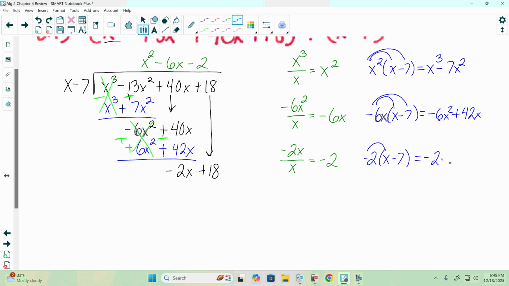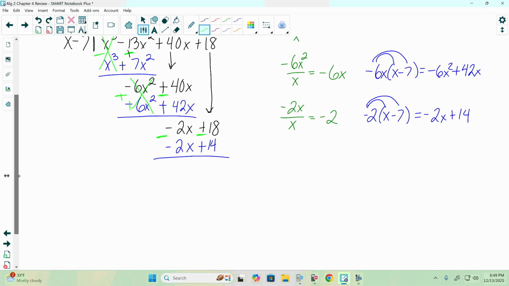Negative 2 times x is going to be negative 2x. Negative 2 times negative 7 is going to be positive 14. Telling us that we have negative 2x plus 14. And again, we're going to subtract. Negative 2x minus negative 2x. Well, our negatives make a plus, so negative 2x plus 2x is 0. 18 minus 14 is 4.